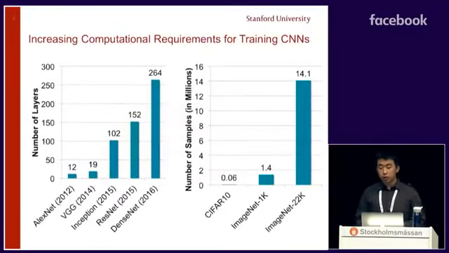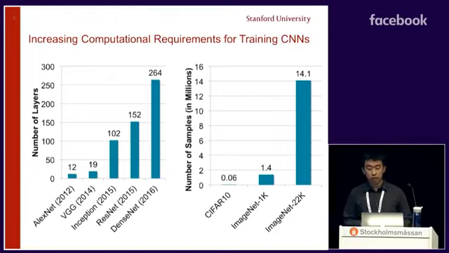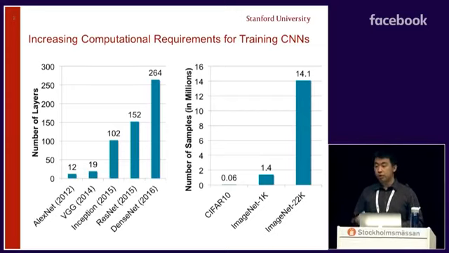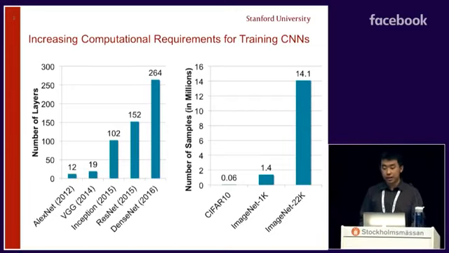So the computational requirements for training convolutional neural networks has increased dramatically over the last few years. The left figure shows the number of layers involved in a convolutional neural network, which has increased from 12 layers to more than 200 layers. The right figure shows the number of training samples involved in a training data set, which has increased from the original 60,000 images in CIFAR-10 to more than 14 million images in the largest ImageNet 22K dataset.